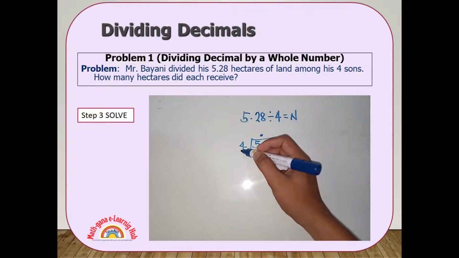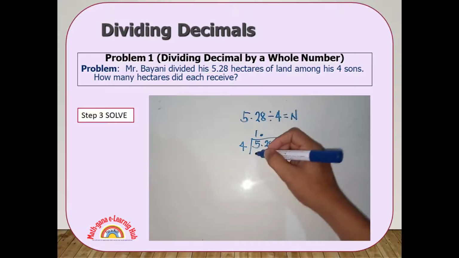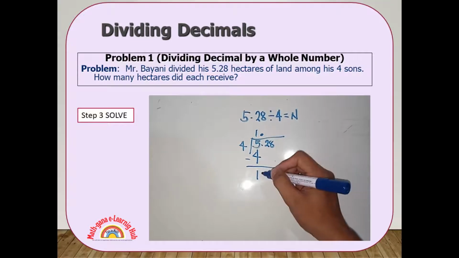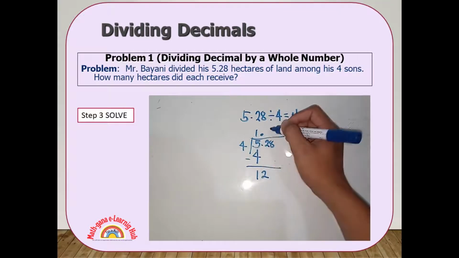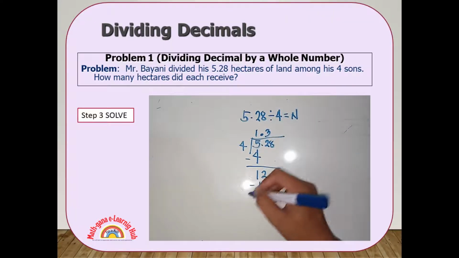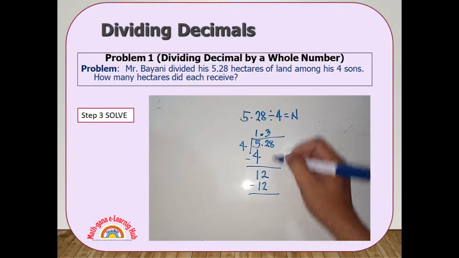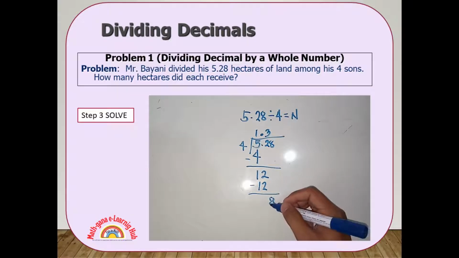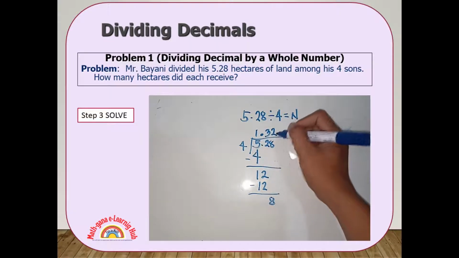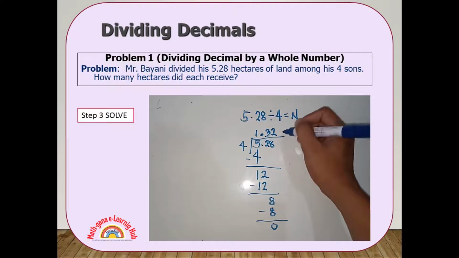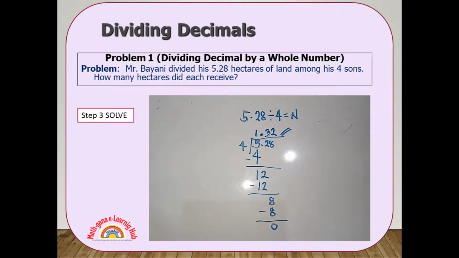Divide 5 divided by 4, that is 1. And 1 times 4 is 4. So 5 minus 4 equals 1. And bring down 2. 12 divided by 4 equals 3. 3 times 4 equals 12. And subtract. 12 minus 12 equals 0. Bring down 8 because we also have another number. So 8 divided by 4 equals 2. 2 times 4 equals 8. And 8 minus 8 equals 0. So we'll just end up here. So our quotient here is 1 and 32 hundredths.